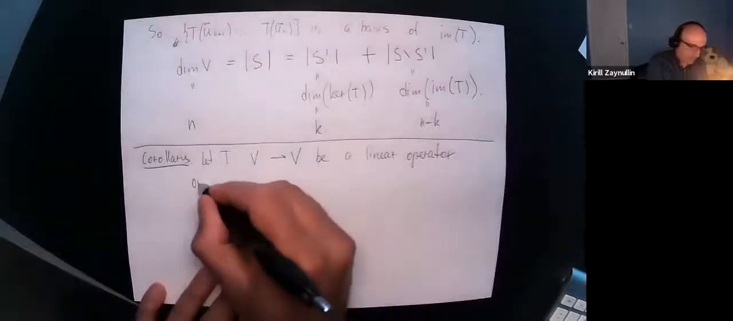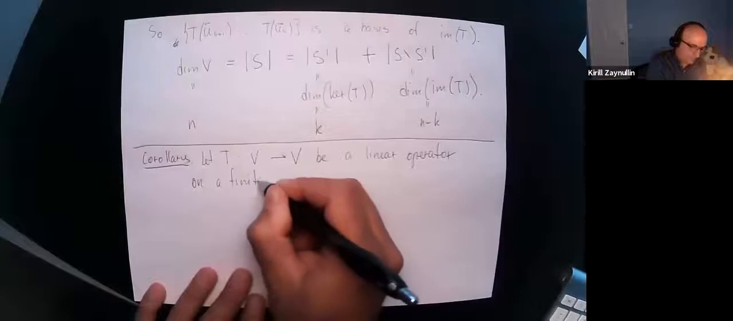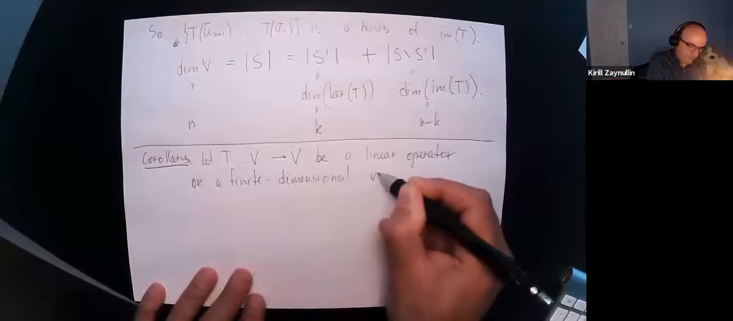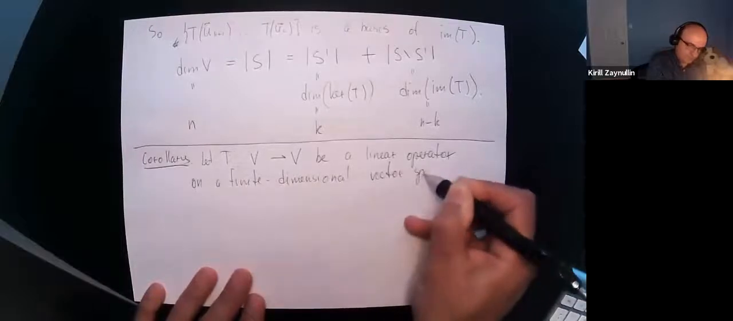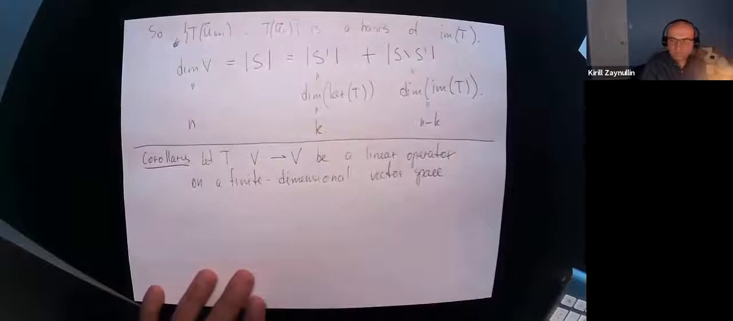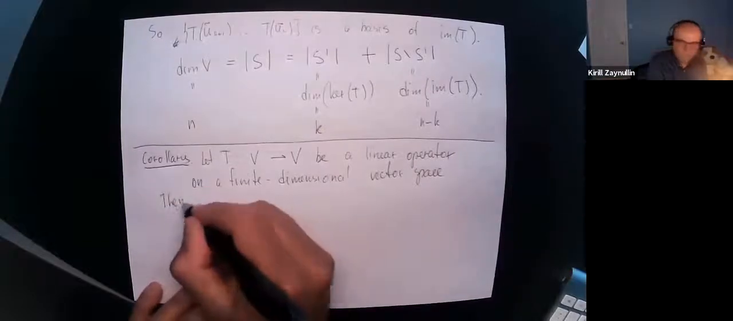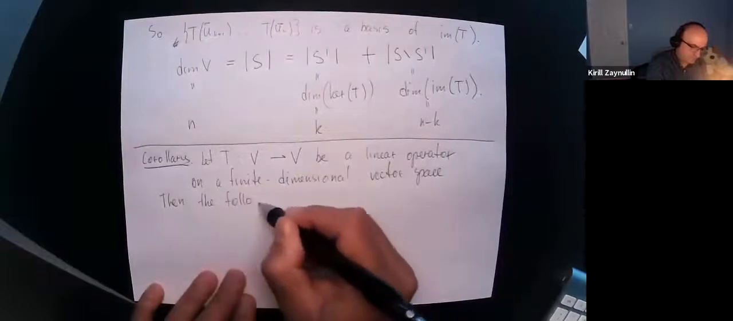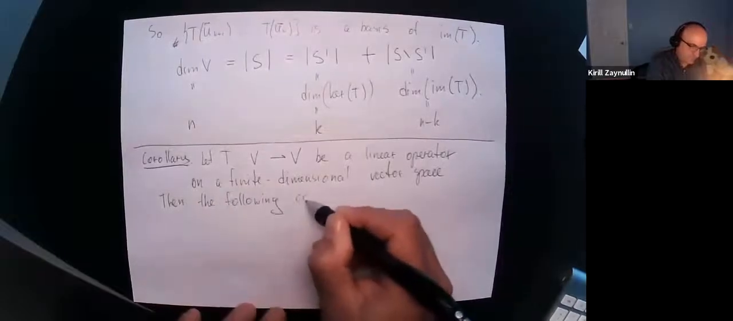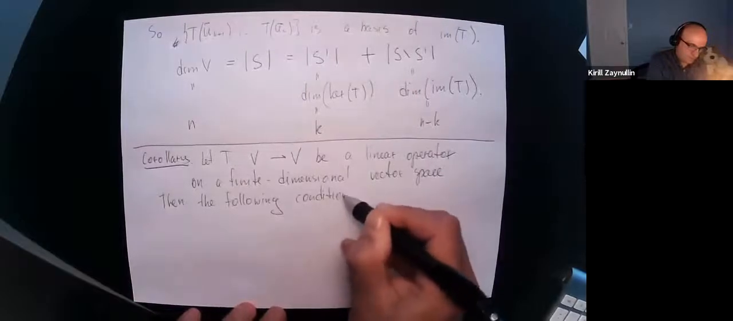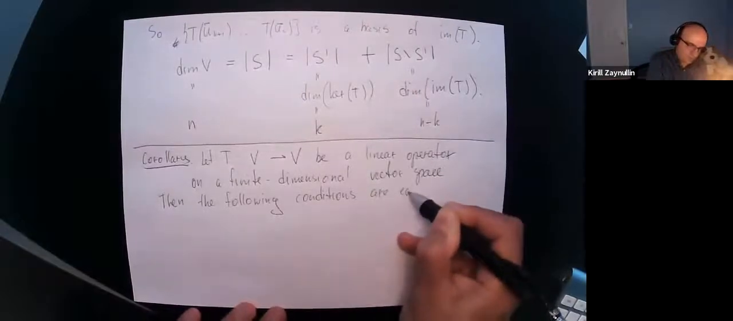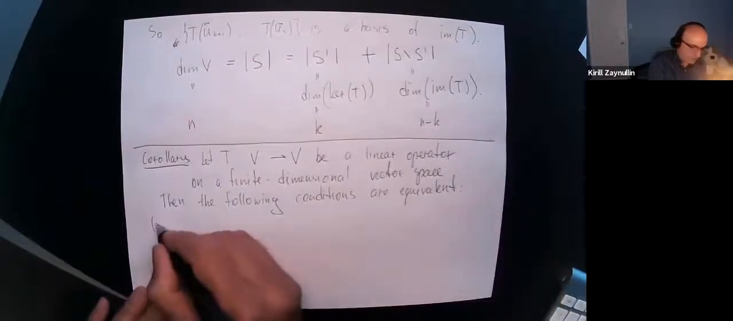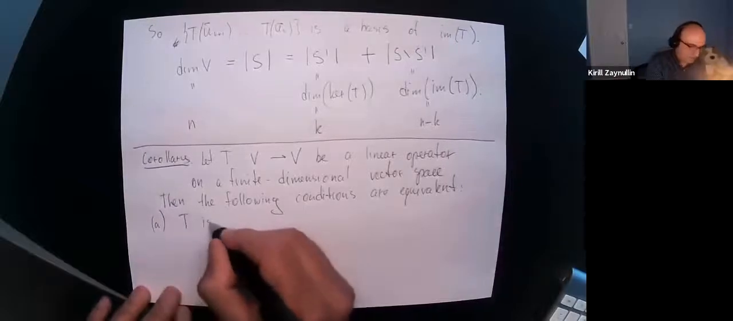On a finite dimensional vector space, the following conditions are equivalent. A: T is injective.